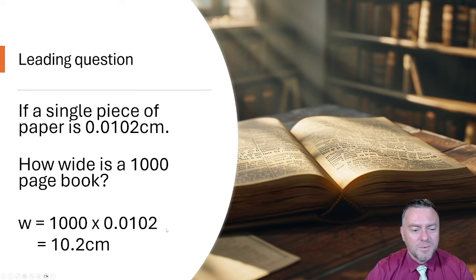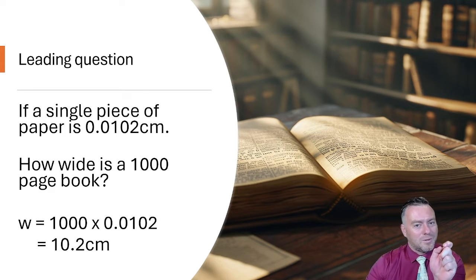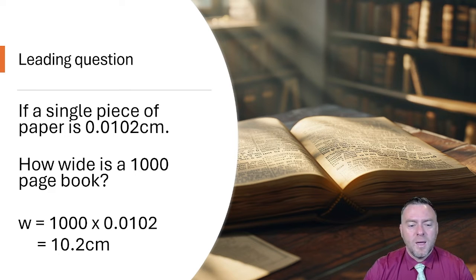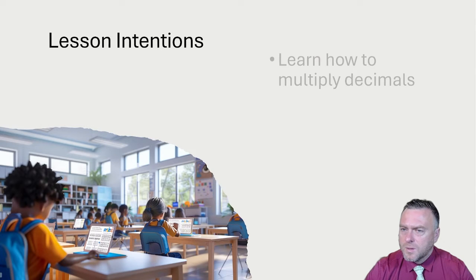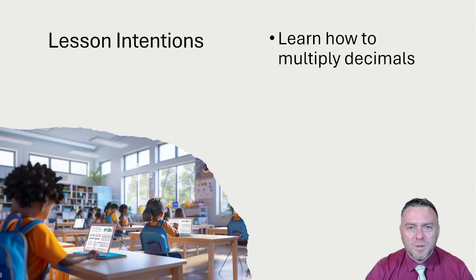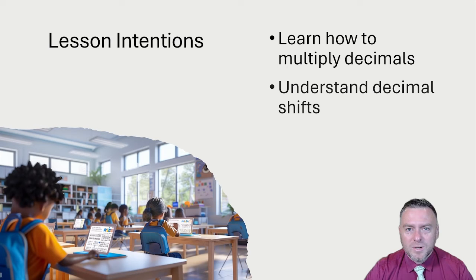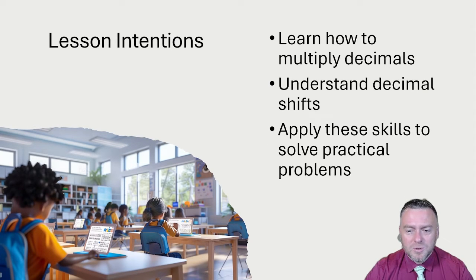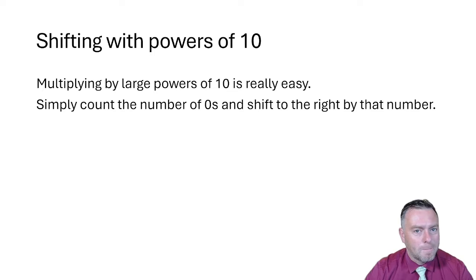Now, this example hopefully gives you something real world and practical. A sheet of paper is really, really thin, and a book's about that big. That seems reasonable, and that's what you should do in checking at the end with your answers as well. So the lesson intentions today: we want to learn how to multiply decimals, understand how the decimal shift works, and then apply these skills to some little practical problems at the end.